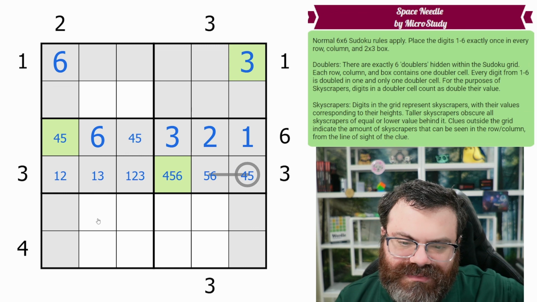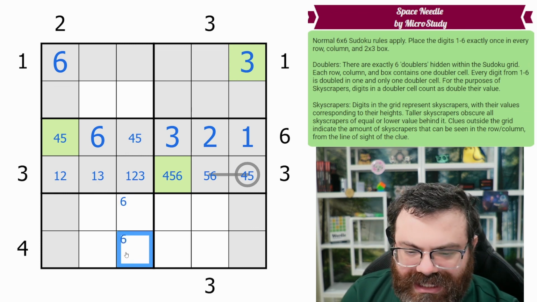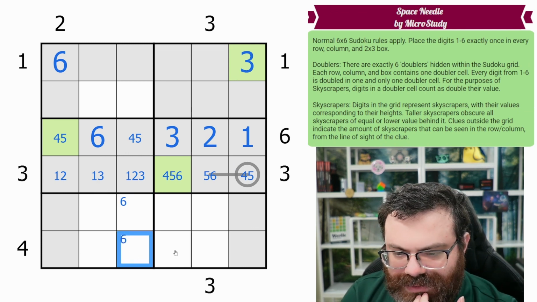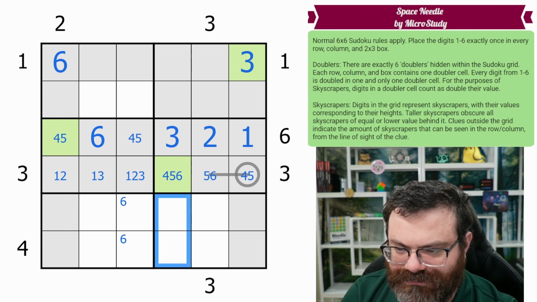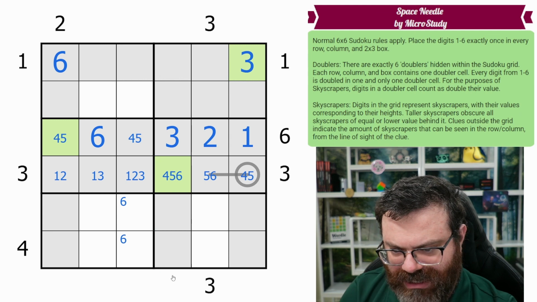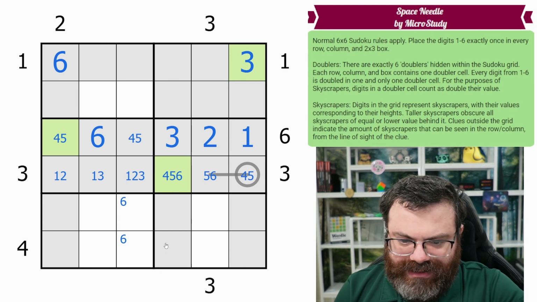Let's move on. Let's do this puzzle. There's a 6 down here. Can this be a 6? I think so. We'd still be able to see 4, as long as we double something big over here. Oh, I didn't fill this doubler. Or gray out these doublers. Let's make sure we stay on top of that.